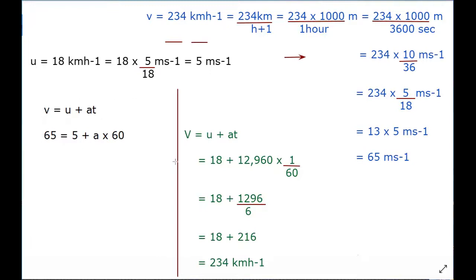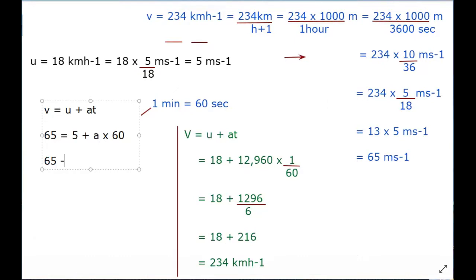So here I have used this value. This 60 came from like this. 1 minute means 60 seconds. That's why I put 60 there. Clear? So what is the acceleration in meter per square seconds?